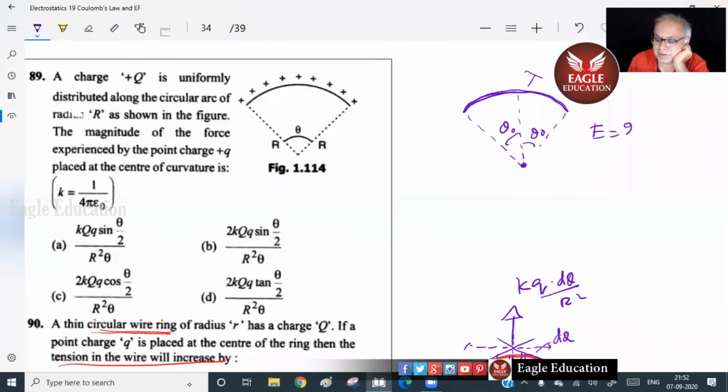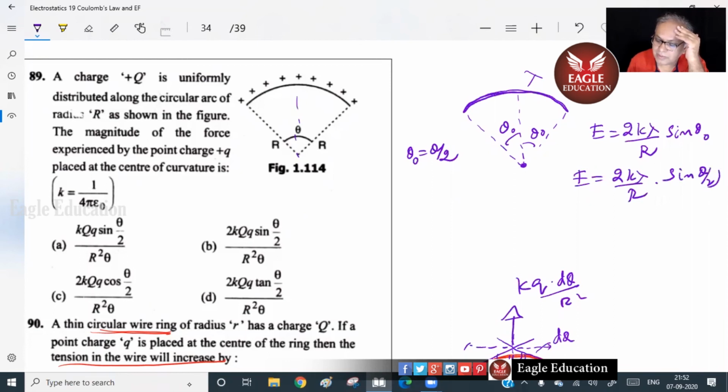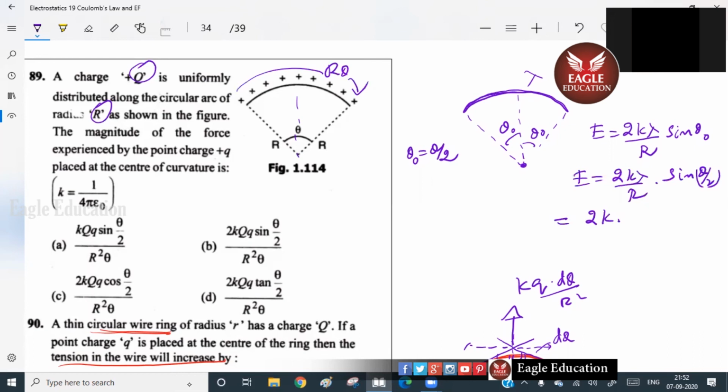So 2k lambda by r sine theta naught, right? Now from here, theta naught is theta by 2, right? So E at this point will be 2k lambda by r sine theta by 2. And what is 2k lambda here? Because it's given charge and radius, right? If this is theta, this length will be what? R theta. Isn't it? R theta.